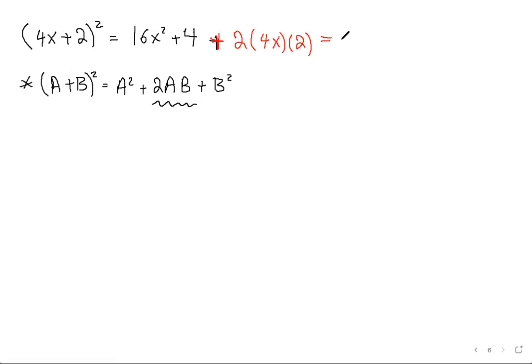So I got the answer: 16x squared plus 16x plus 4. Yes. So don't forget this one. When you see multiplication like that, first one squared plus 2 times the first one times the second one plus the second one squared. Make sense?